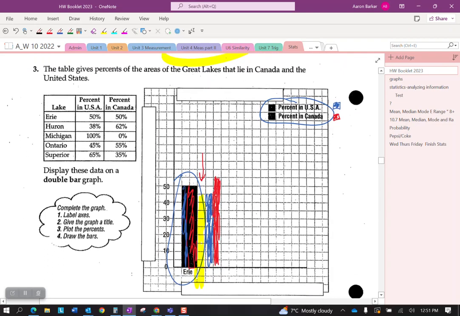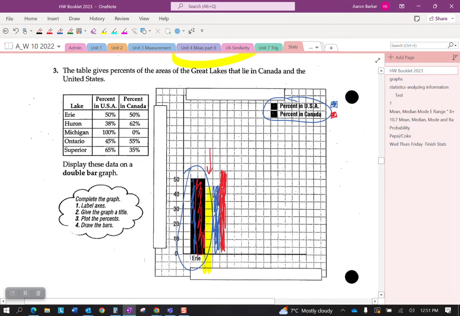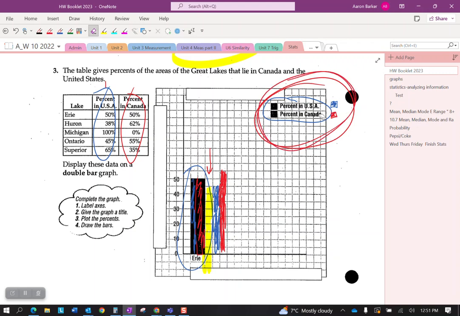Please turn to this graph. This graph is a double bar graph. They're graphing the percent in the U.S. in blue, okay, and the percent in Canada in red. You'll notice Malik, their legend is bad, so you should make up your own legend with your colors at the back.